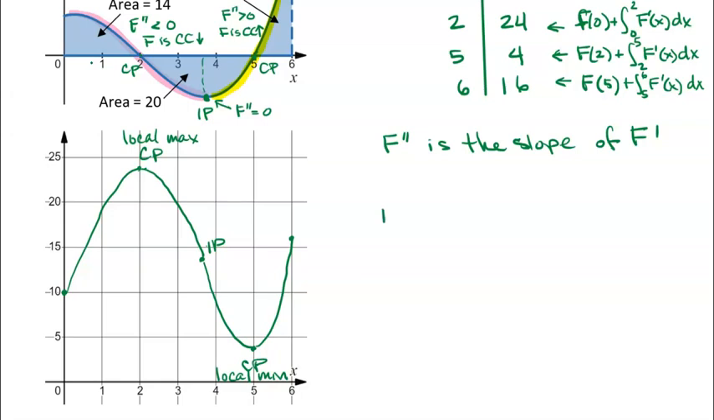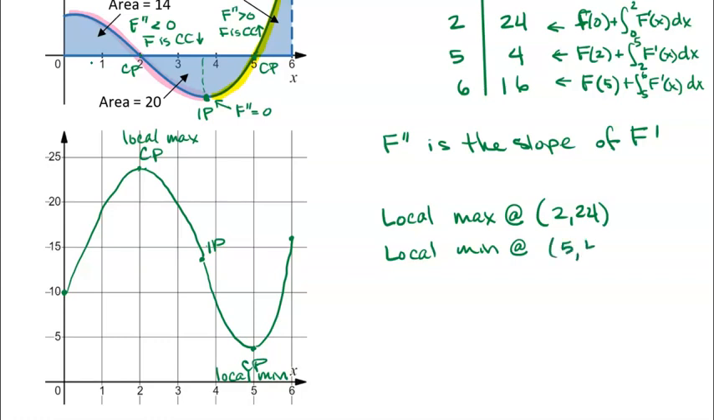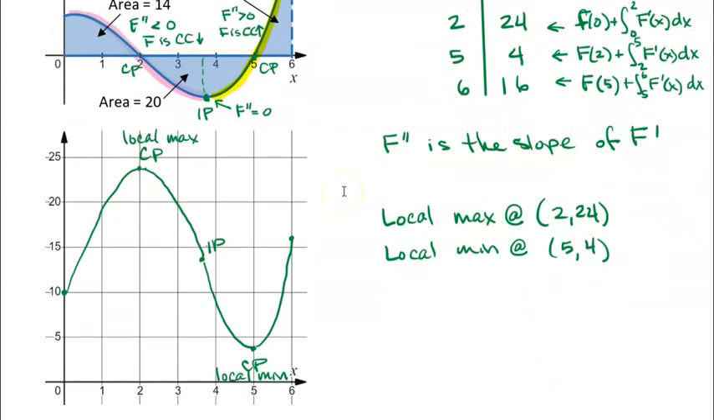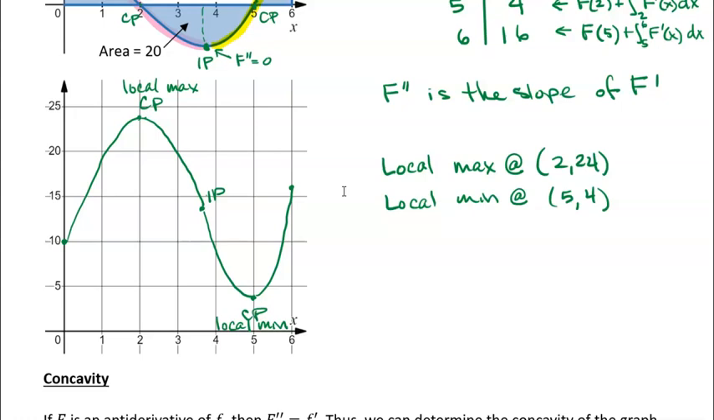All right, so like I said before, we have a local maximum at the point 2, 24, right? And we also have a local minimum at 5, 4. All right, because I think that's what they asked up here. Give the coordinates of the local minima and maxima. Now, I could ask you about the absolute minima and the absolute maxima. And in this case, given the interval that we have, these are also the absolute minimum and maximum.